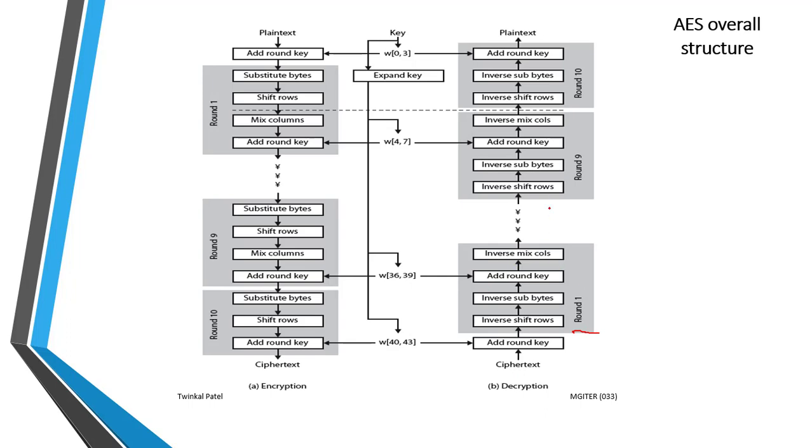In this way all the rounds perform the calculation, and in the last round, as in the encryption, mix column is not applied. So here also the mix column operation is not applied in round 10 of the decryption process of the AES. So this is the AES overall encryption and decryption process.